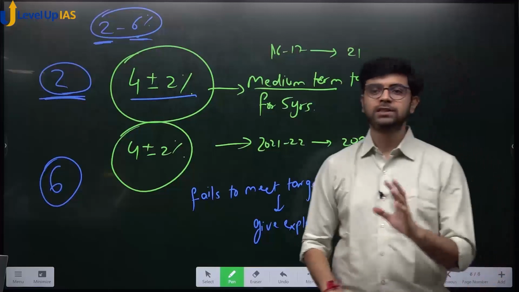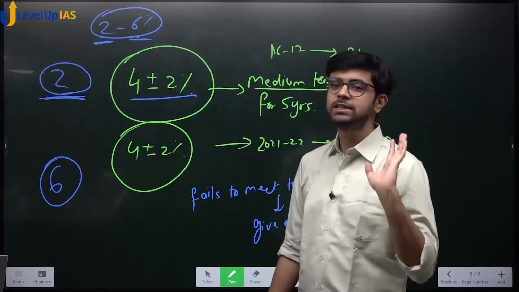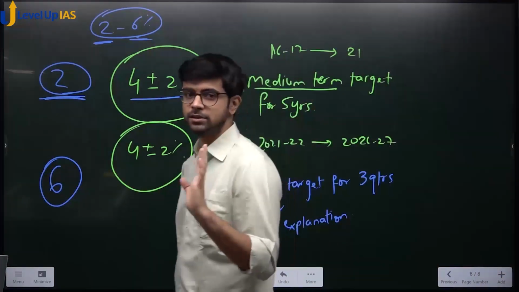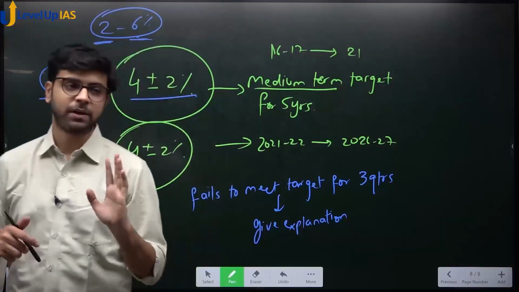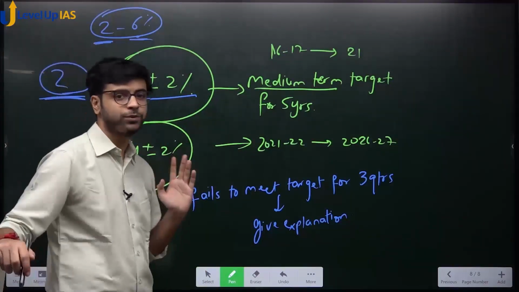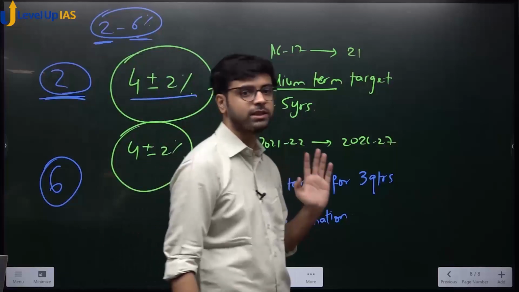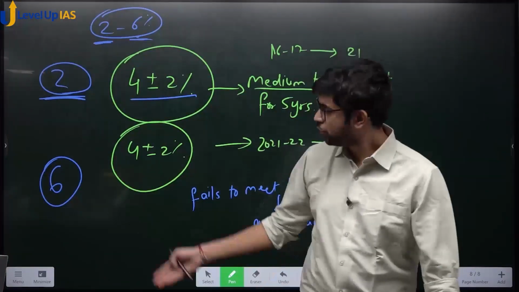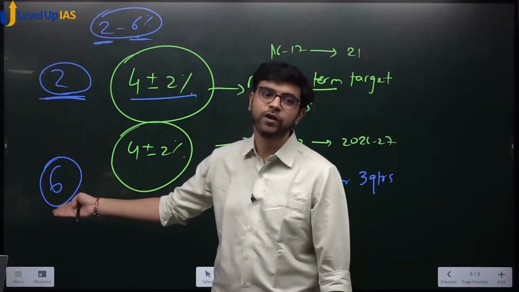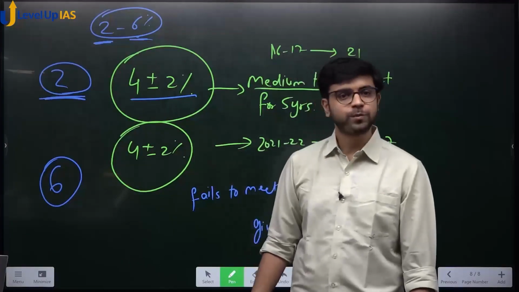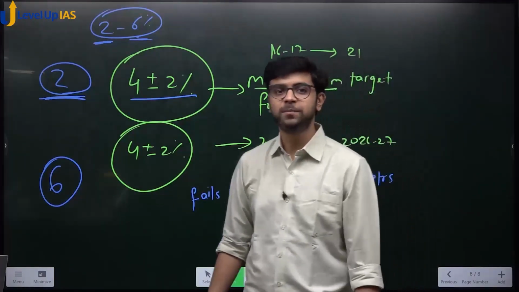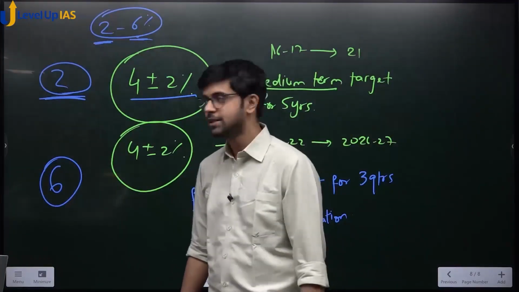What to do when inflation is high? Should you increase money supply or reduce money supply? Reduce money supply. How to reduce money supply? Should you increase interest rate or reduce interest rate? Increase interest rate. So your inflation is already very high. What will you do? You would reduce money supply. What would you do to reduce money supply? You would increase interest rate.